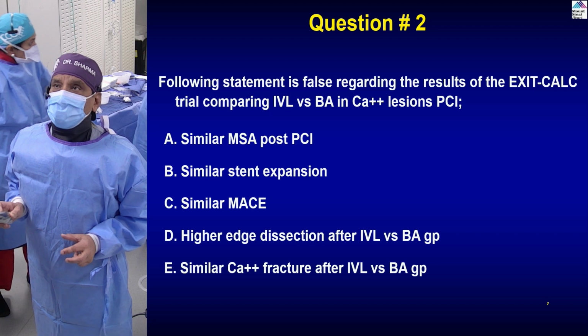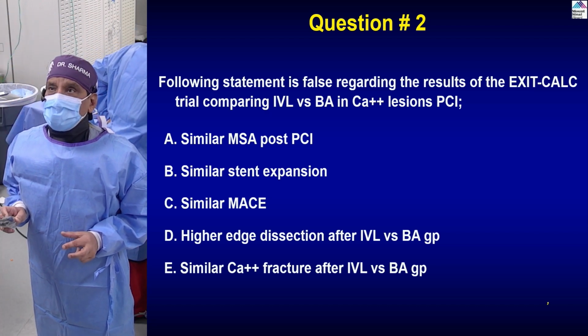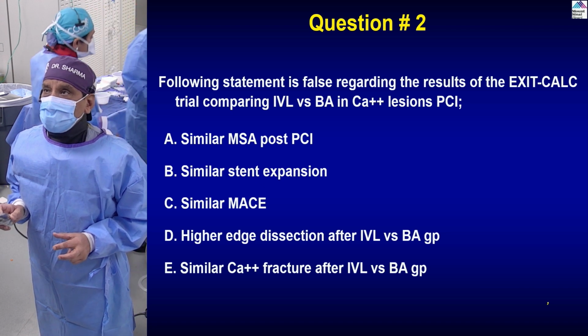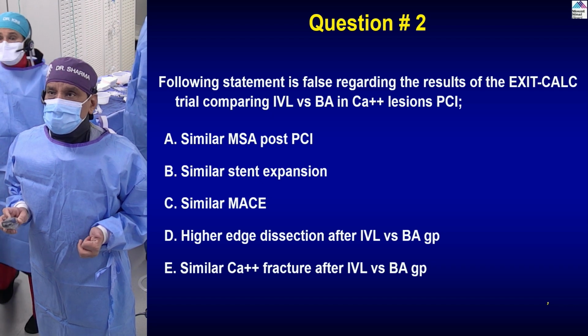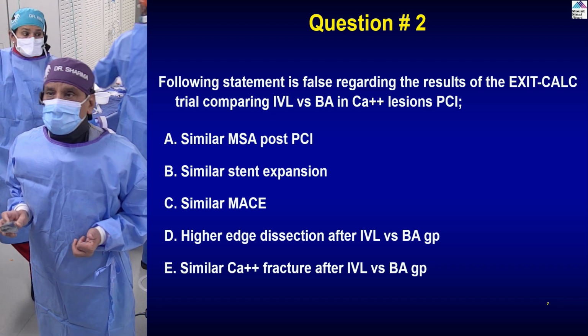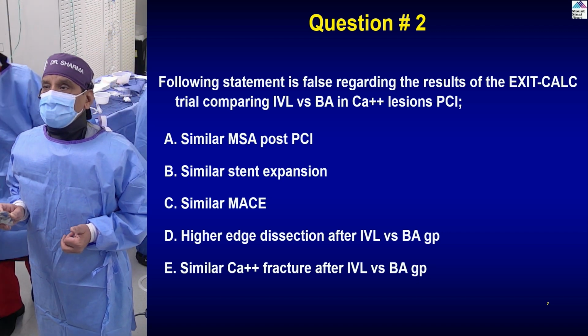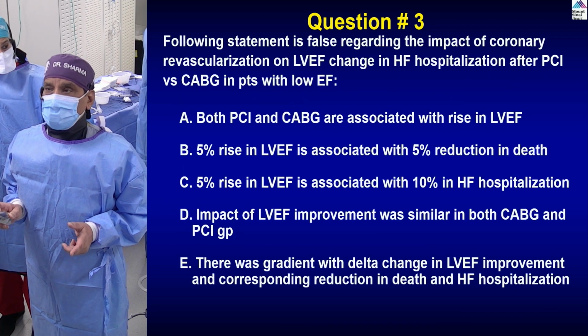The following statement is false regarding the results of the EXIT calcium trial comparing IVL versus balloon angioplasty in calcific lesions: similar MSA post PCI, similar stent expansion, similar MACE, higher edge dissection after IVL versus balloon angioplasty, and similar calcium fracture after IVL. Clearly, the edge dissections were lower there.